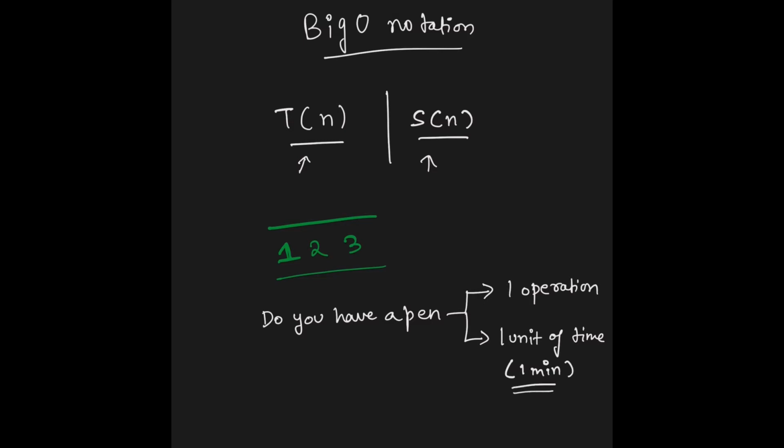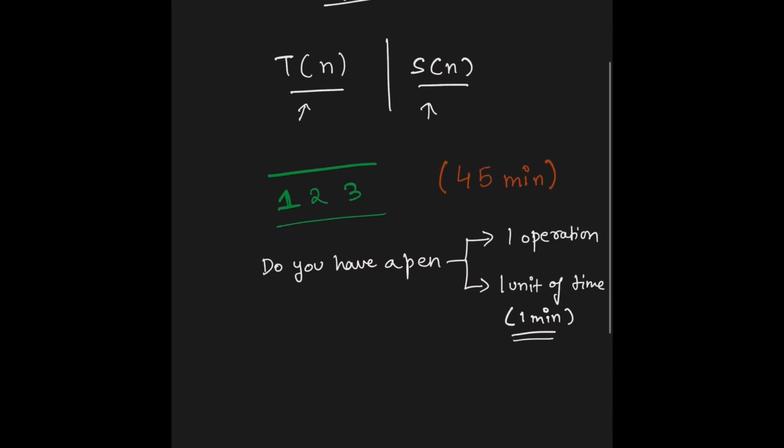Let's also assume that the class for which I'm asking for the pen runs for 45 minutes. So there's a computer science class going on, I don't have a pen and I want a pen. Cool, so what do I do? I go to the first student and ask him, hey, do you have a pen? Let's define this operation as x, because I would not have to write "do you have a pen" again and again.